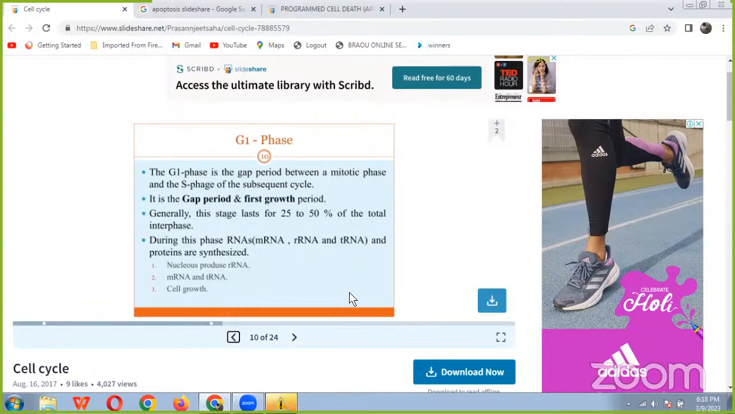These can control the cell growth. Now, this one is the G1 phase. These are the characteristics: it is the longest phase. The main important thing is that during this phase, RNA and proteins are synthesized.